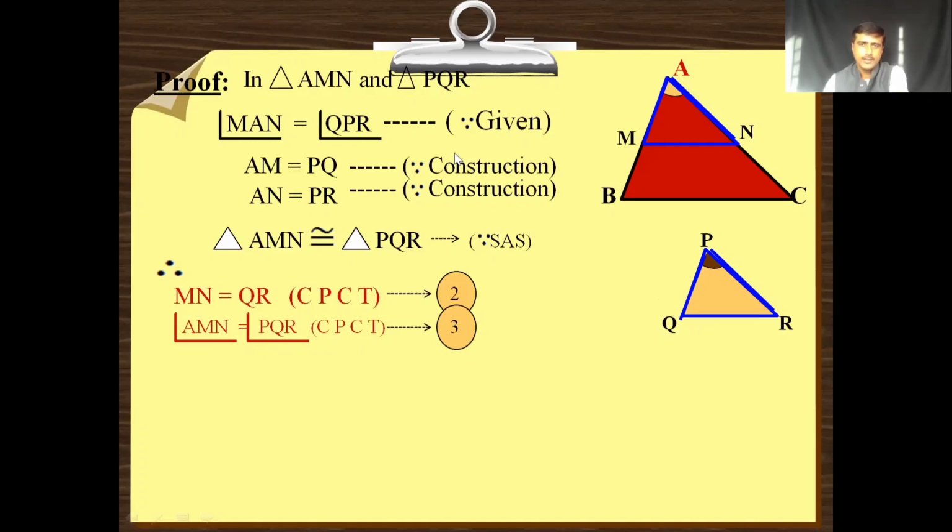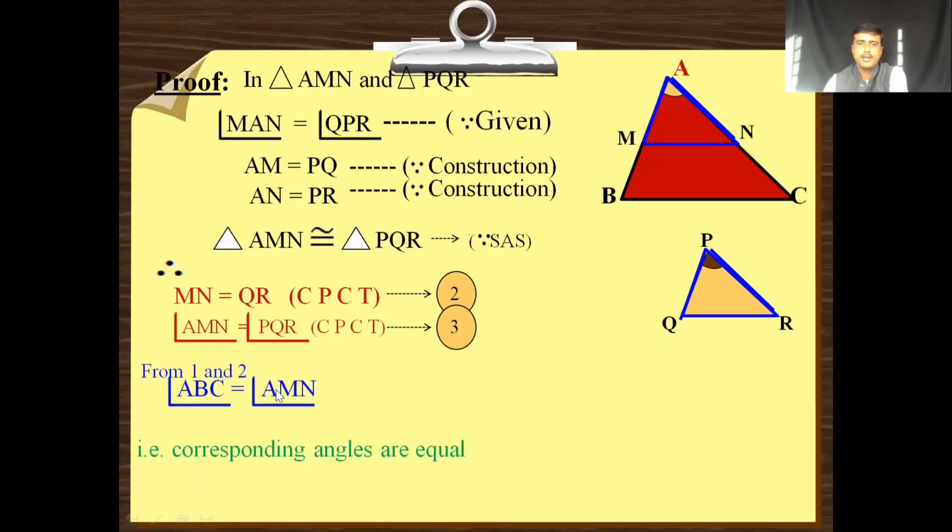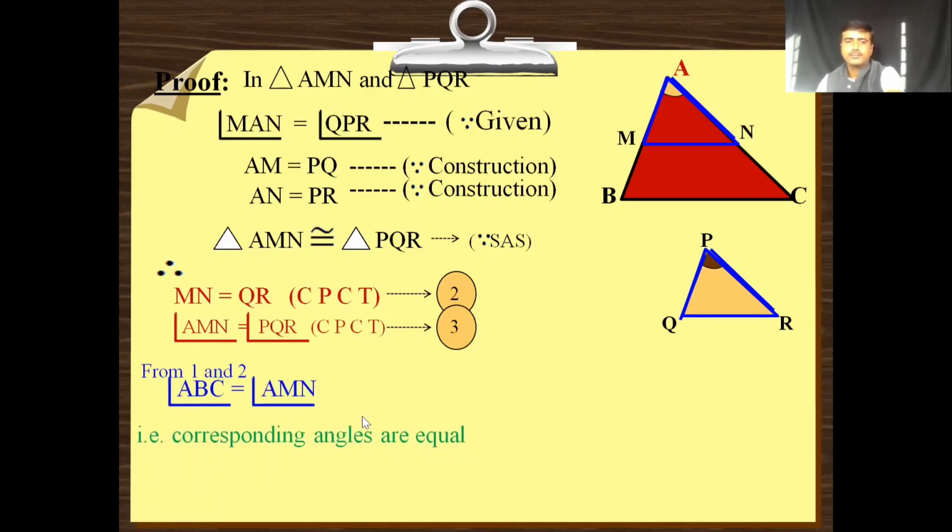In equation 1, this angle B is equal to angle Q, correct? Now, the same angle Q is also equal to angle M. We can consider axiom number 1. Am I right? Things which are equal to the same thing are also equal to one another. I am writing angle ABC and angle AMN are equal. Angle M and angle B are resembling corresponding angles. Points to remember 1.